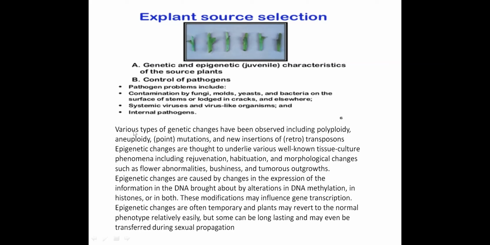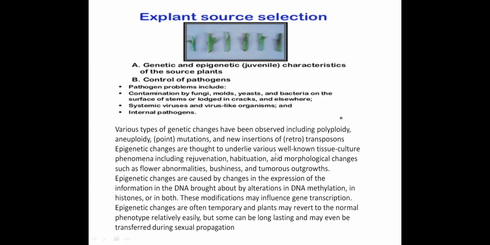You have aneuploidy, decreased number of copies. Okay, mutations are there, insertions are there. All these genetic changes will be there in the plant. So we have to see what kind of genetic instabilities, variations are there. You have to choose the explant in such a way.